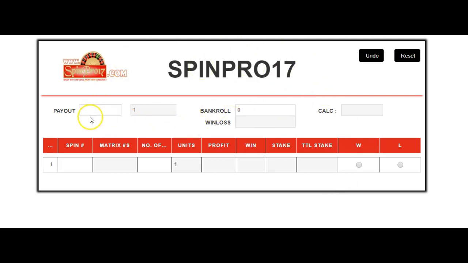Let's say you're using a straight sequence of 6 numbers, and that's all you're going to use until you hit. You're going to use 35 to 1 odds. Now this is how we would approach it. You first will put in a payout, okay? The straight 6, which is just playing 6 individual numbers straight up, is 35 to 1. You're not going to use your spin number, just your matrix numbers.